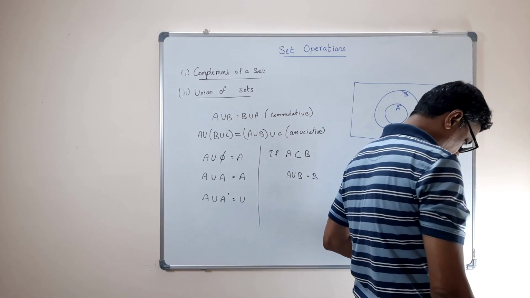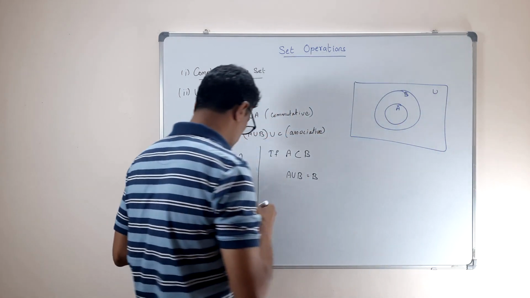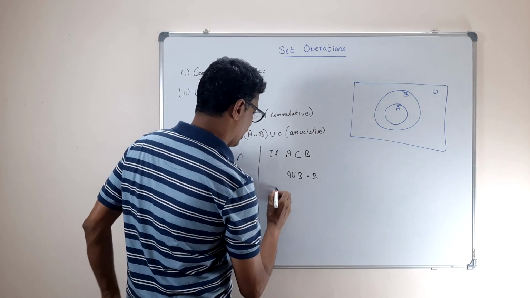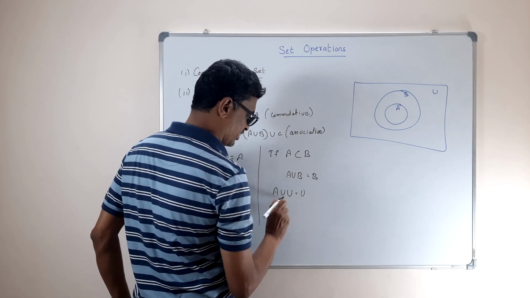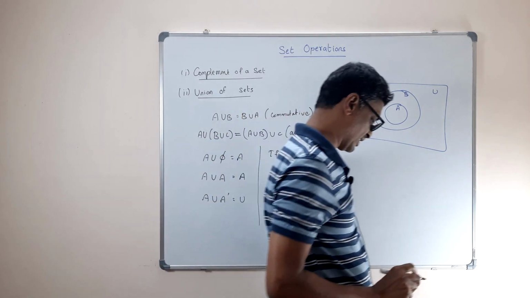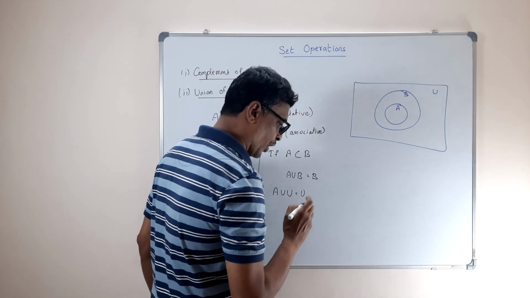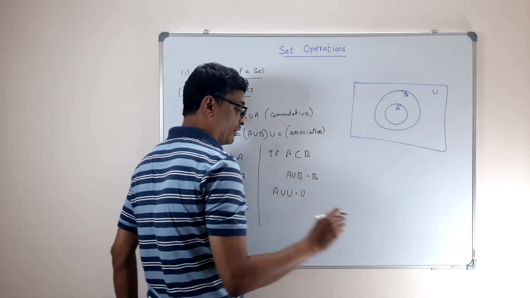Fine. And then this is also simple: A union universal set U is the universal set. Okay, this is also easy, we have done this.